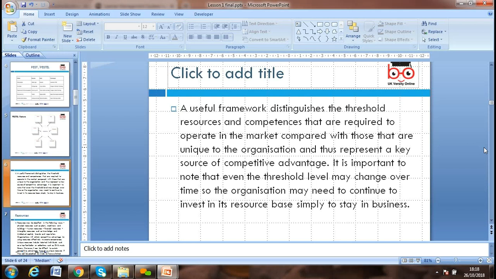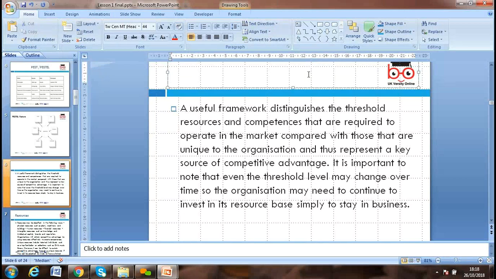Okay, next, a useful framework. Last lesson we discussed, I just mentioned it, maybe you did some research about competency and capability. What is the difference?